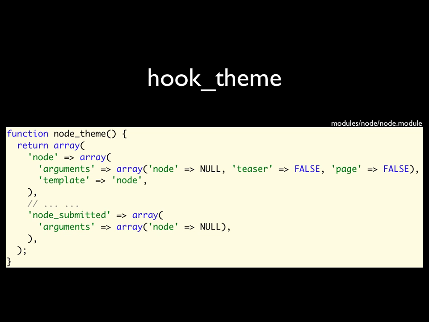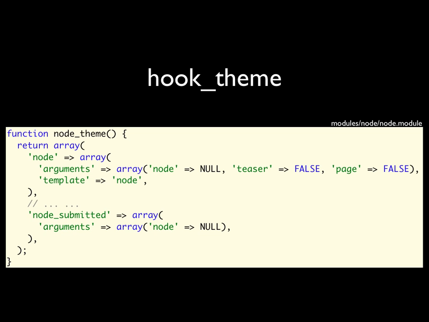Where preprocess steps in is really at this point. It looks for the node.tpl file, looks for the preprocess associated with that, and passes the arguments specified there to the preprocess, and then on to the template file itself. Just as a comparison, the node submitted there is how a theme function is created on the module layer. That would look for the function theme_node_submitted, pass the needed arguments onto that and output the information.